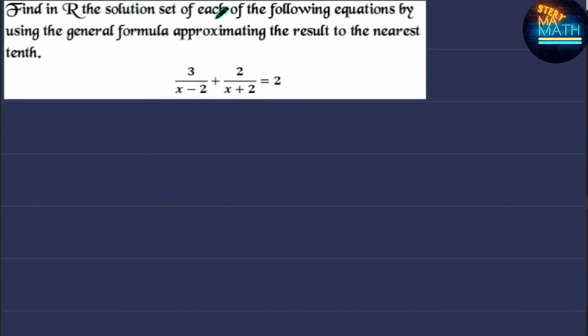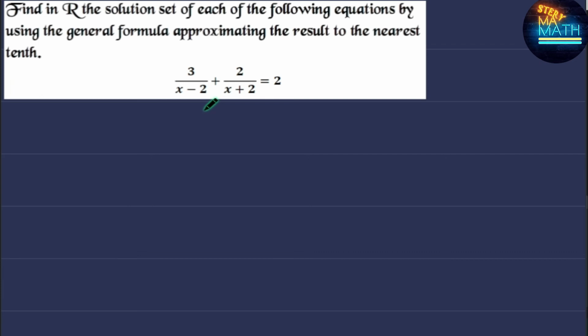Find in R the solution set of each of the following equations by using the general formula, approximating the result to the nearest tenth as in the previous example. Now we have 3 over x minus 2 plus 2 over x plus 2 is equal to 2. Is that in the standard form? Of course not. Basically, it's not in the standard form at all.